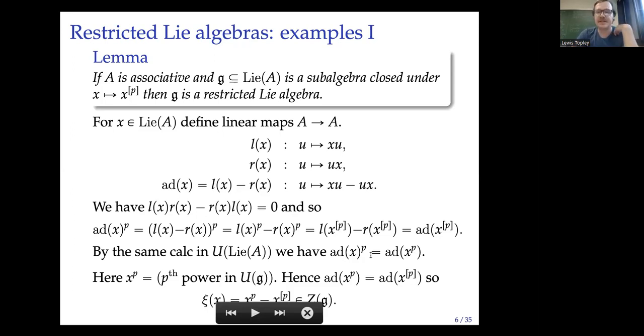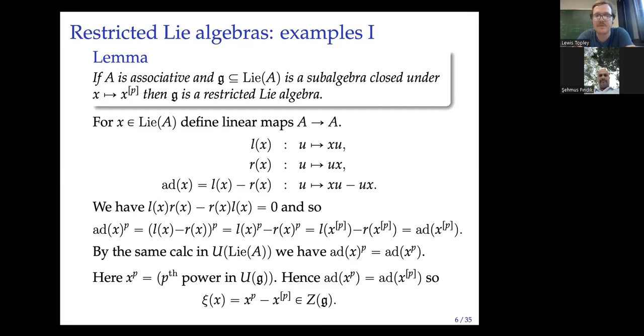So now taking the difference between these two equalities, we know that ad x to the p in the enveloping algebra is equal to ad x to the p in the associative algebra. And so psi of x, which is equal to x to the p minus x to the square brackets p, is an element of the center of the enveloping algebra. Okay, so we've proven one of the properties that was required of psi.